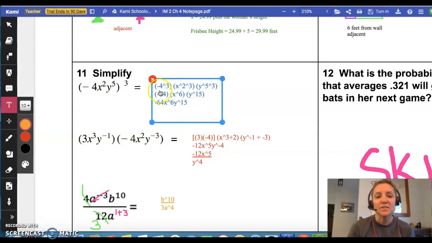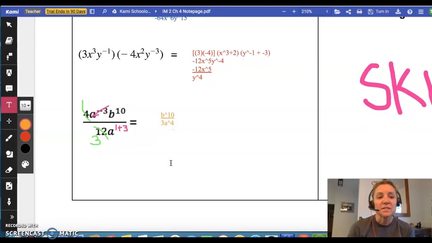Then we just simplify. So if you punch in negative 4 to the third power in your calculator, you should get negative 64. And if you have x to the second to the third, those multiply and you have x to the sixth. And then y to the 5 to the third, those multiply and you get y to the 15th. So simplified, it's negative 64 x to the sixth, y to the 15th. All right, the second one.